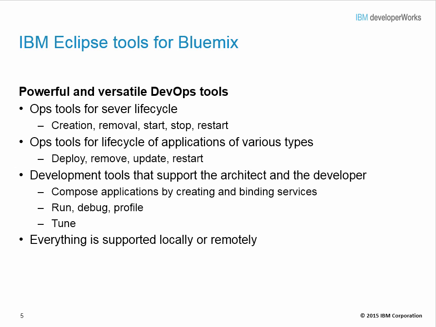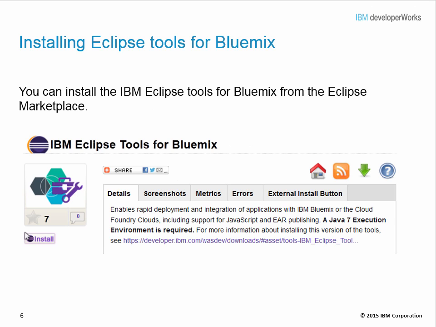IBM Eclipse tools for Bluemix enable you to create a Bluemix server and connect to it. You can deploy applications directly to a Bluemix server in Eclipse by using WAR or EAR files. The tools help you tune the Bluemix server, edit application information, and deploy application instance information. You can create services and bind them to an application instance, edit environment variables, and debug remotely. You can install the IBM Eclipse tools for Bluemix from the Eclipse Marketplace.